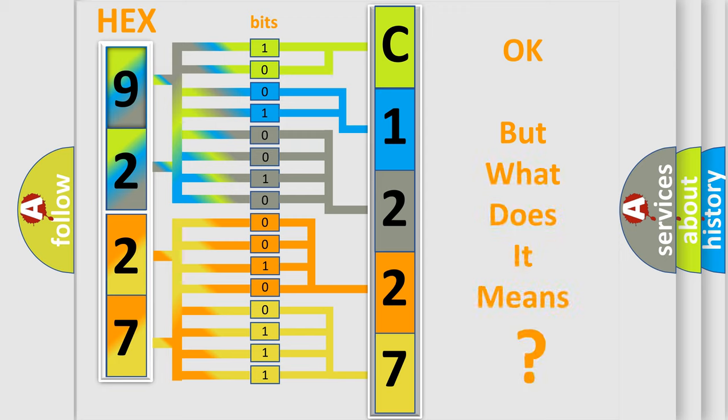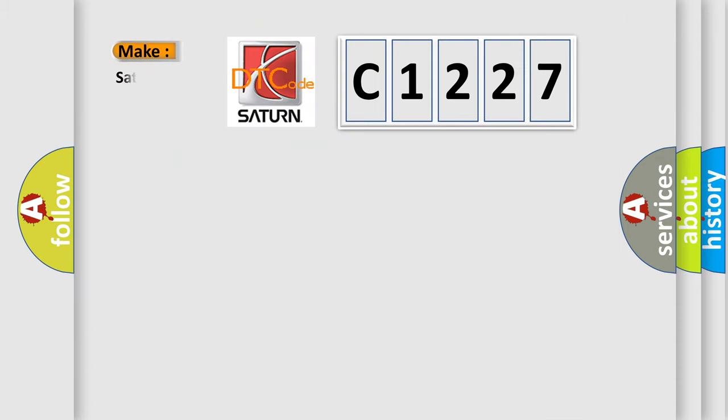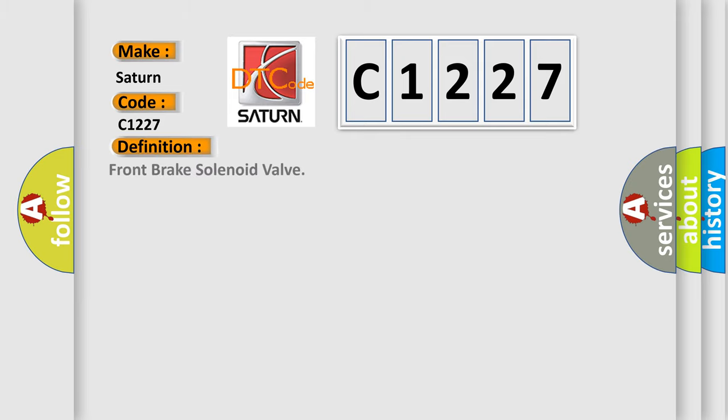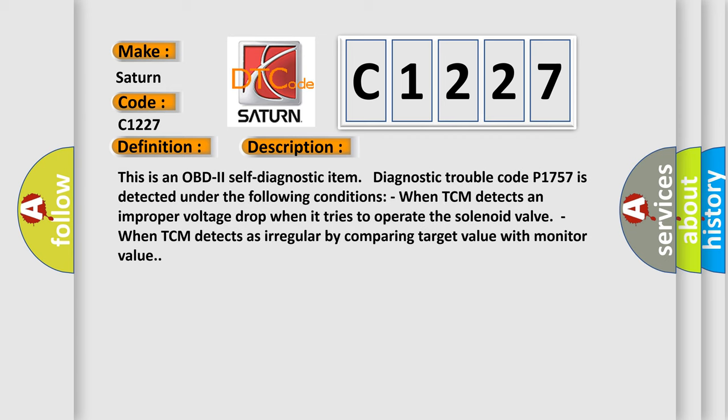The number itself does not make sense to us if we cannot assign information to what it actually expresses. So, what does the Diagnostic Trouble Code C1227 specifically interpret for Saturn car manufacturers? The basic definition is front brake solenoid valve. And now this is a short description of this DTC code.